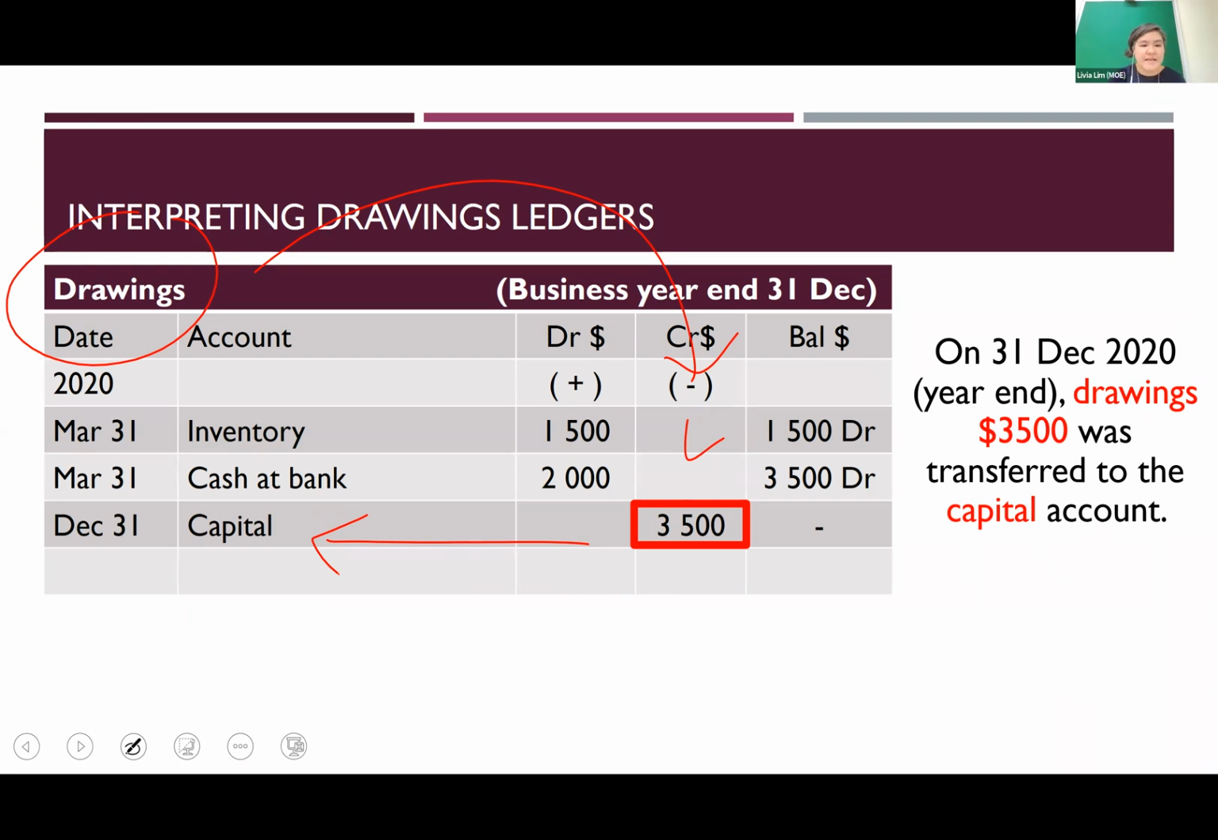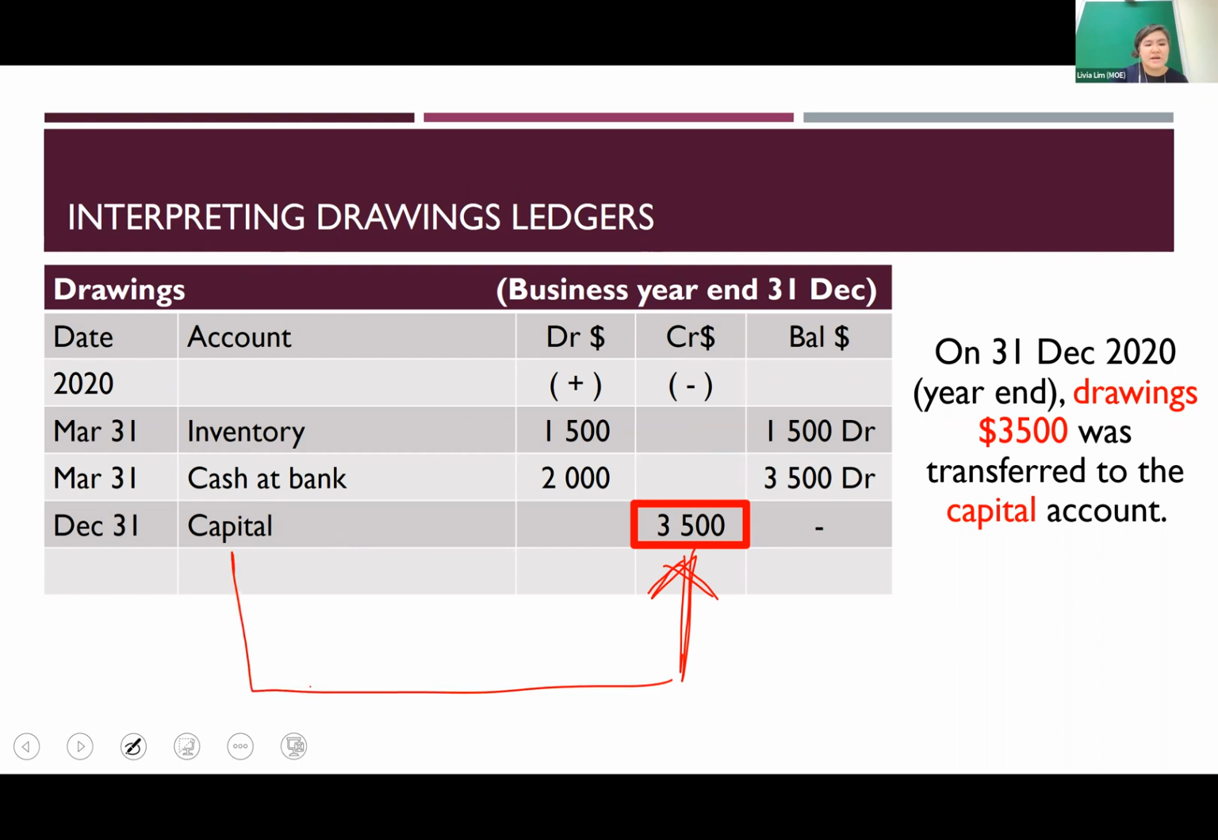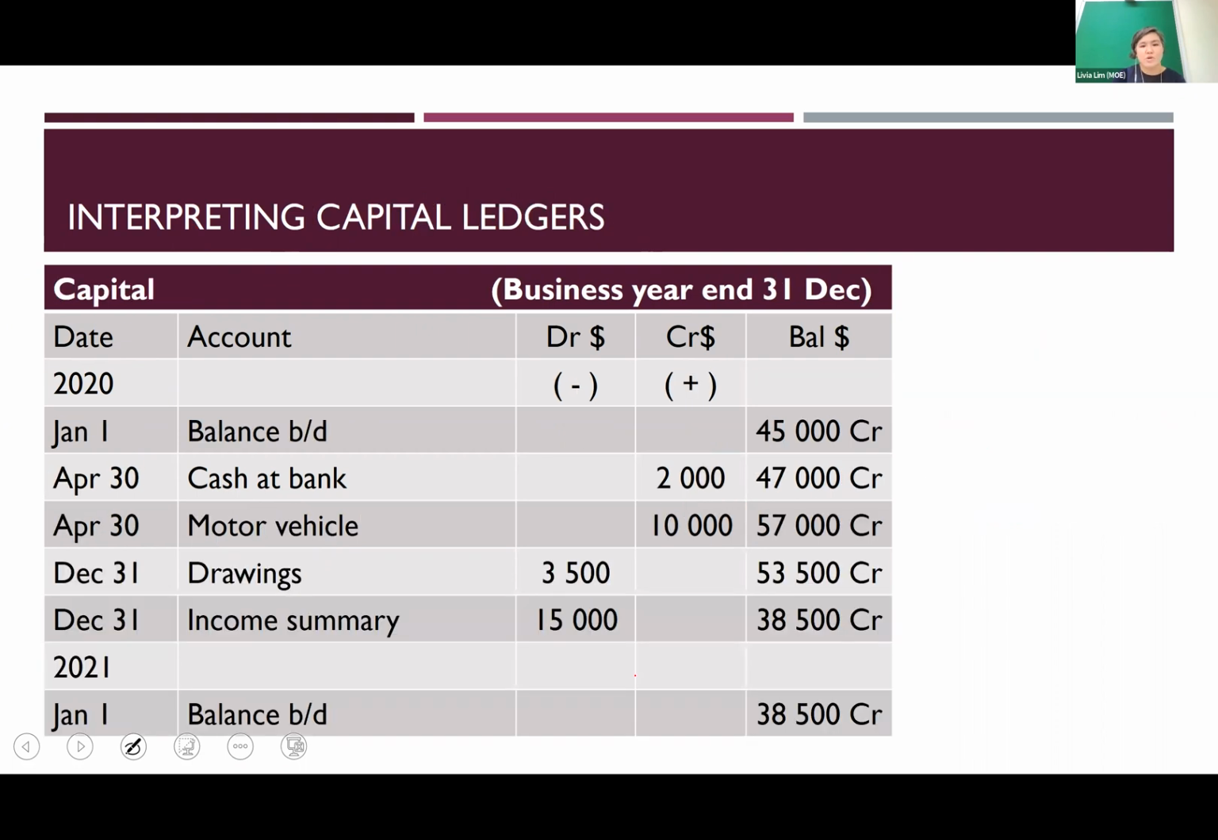All right, and with this, we have interpreted our drawings ledger. Now, I just want to focus and show you how this $3,500 that has been transferred to the capital account looks like in the capital account. So your capital account would look something like this. Can you spot the drawings? Here it is.